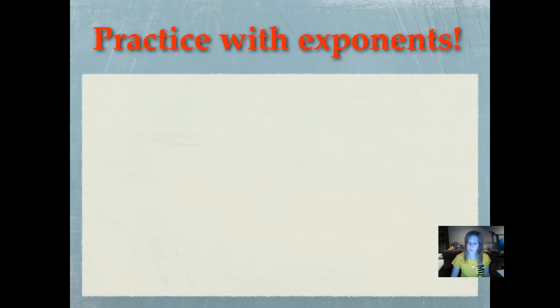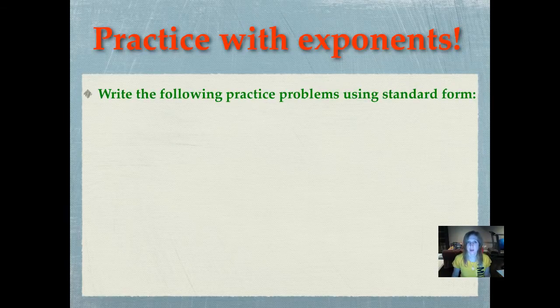Now we're going to do some practice. You can always rewind and watch that previous part, or you can just look at your notes that you just took. We're going to write the following practice problems using standard form. So we'll be modeling expanded form, but we'll be showing you standard form. 5 to the fourth power. Go ahead and first write it in exponential notation. That'll just help you. And then write it in expanded form, because otherwise you'll make a mistake. And then write it in standard form. Pause and push play when you're ready.